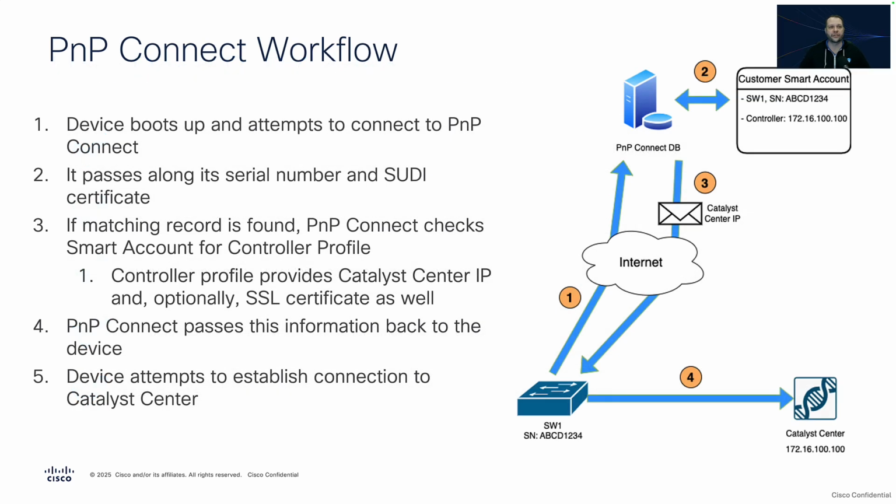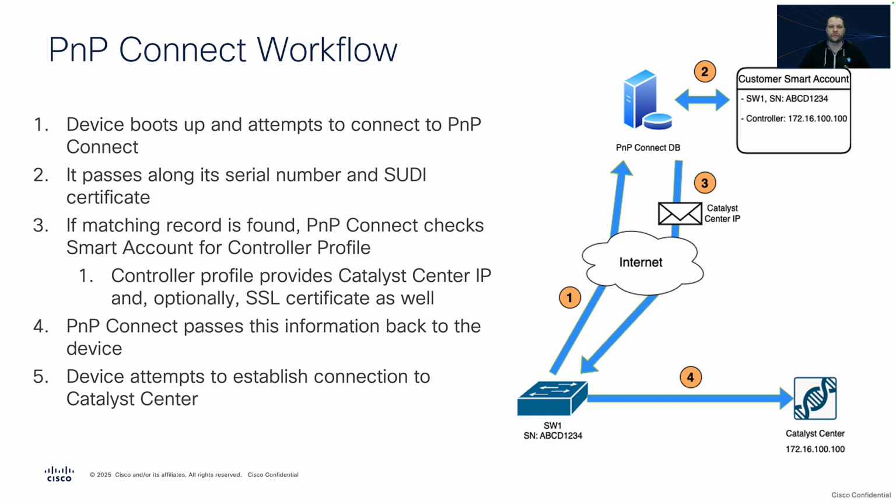All right, let's dig into this Plug-and-Play Connect workflow a little bit deeper. In step number 1, the device will boot up and it will attempt to connect to the Plug-and-Play portal, because it's going to go through the process of getting a DHCP lease, not finding option 43, not being able to resolve pnpserver.yourdomain.com, and so it will fall back to this final method of Plug-and-Play Connect.